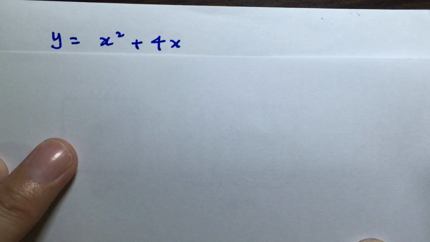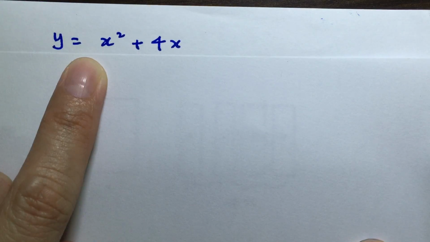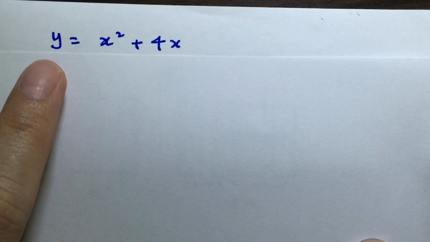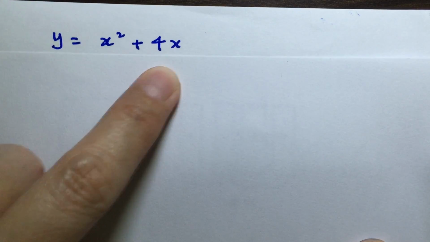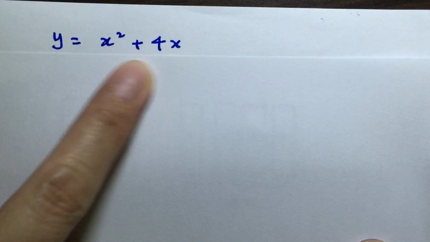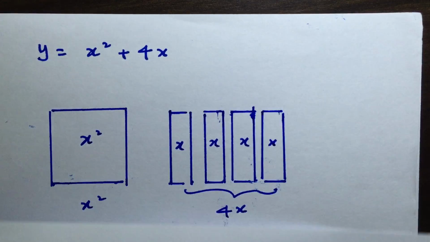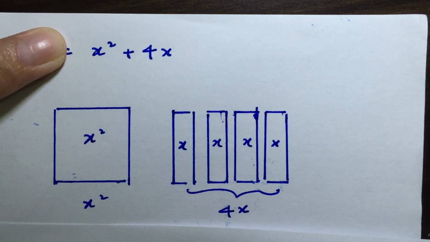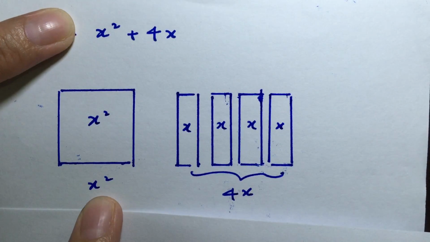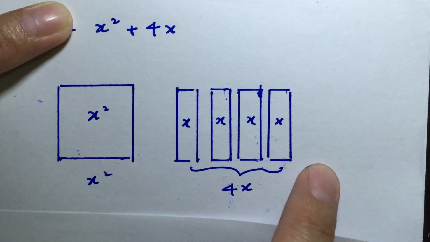Today we're going to learn how to transform this equation into a completed square form. So what we have is y equals x squared plus 4x. We are interested in transforming this side of the equation into a completed square form. When we have x squared plus 4x, it basically means we have 1 x squared and 4 x bars.